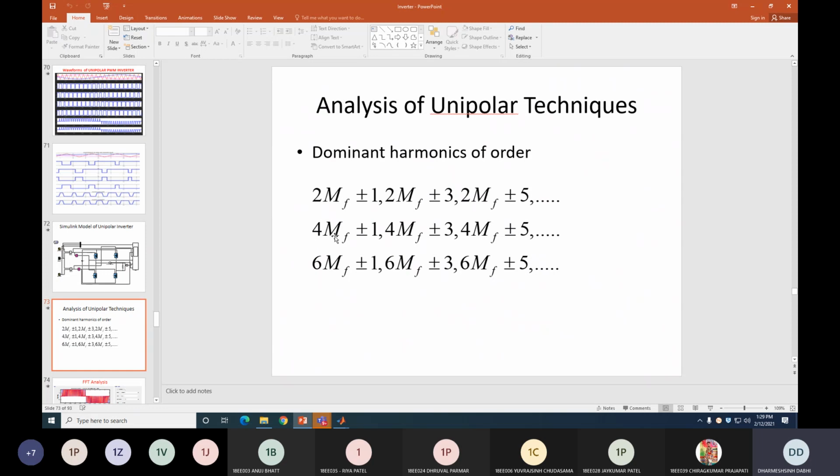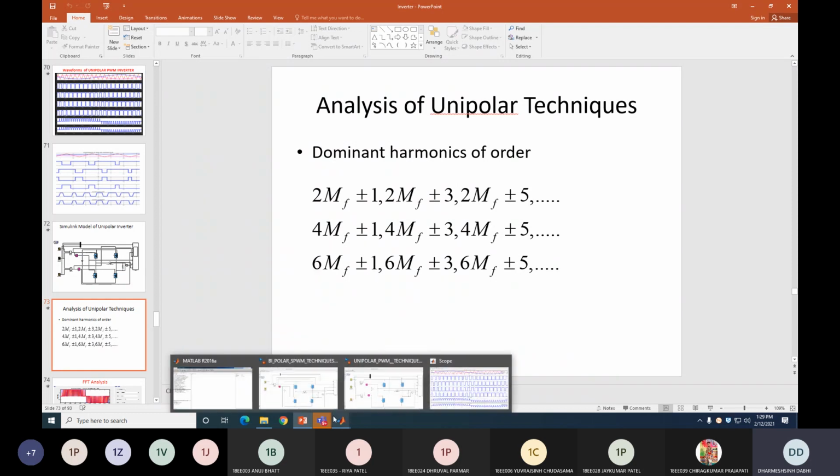Same way the next level is 4 MF plus minus 1. It means 79 and 81. Yeah. Same way 4 MF plus minus 3, it is 77 and 83. Yeah, same way for the third level.